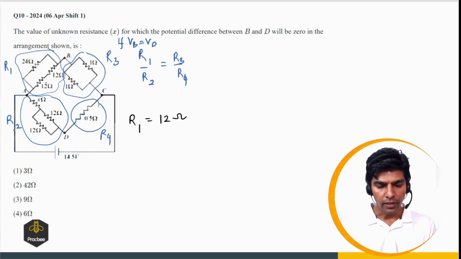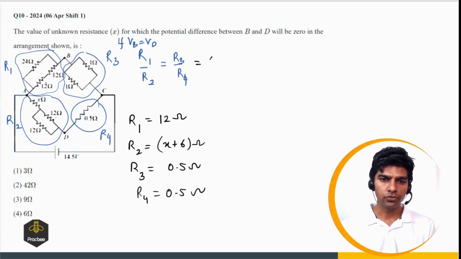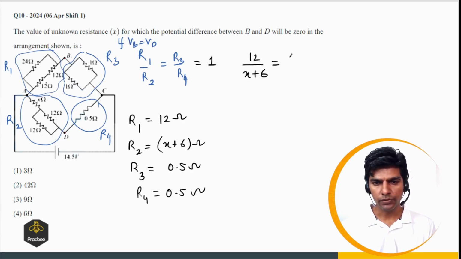Now if you look at R2, we have 12 and 12 in parallel, and this combination is in series with X. So R2 will be X plus 6 ohms. Now if you look at R3, 1 and 1 are in parallel, so R3 will be equal to 0.5 ohms and R4 is 0.5 ohms. So it means this ratio should be 1, right? So 12 upon X plus 6 should be equal to 1.